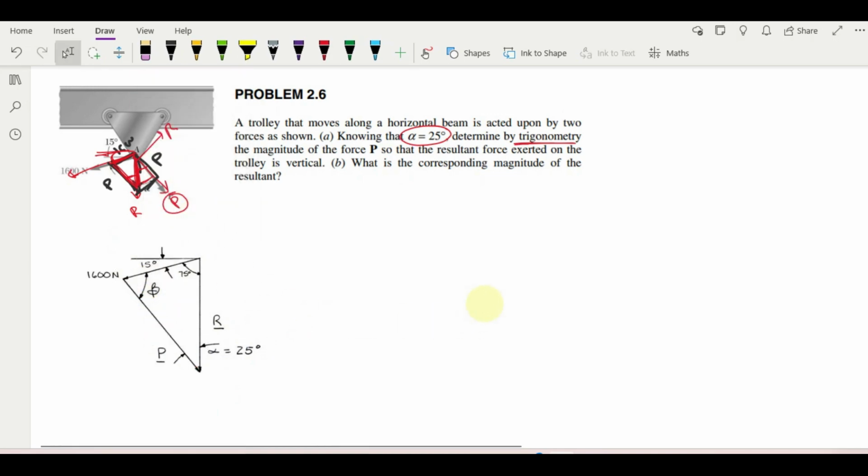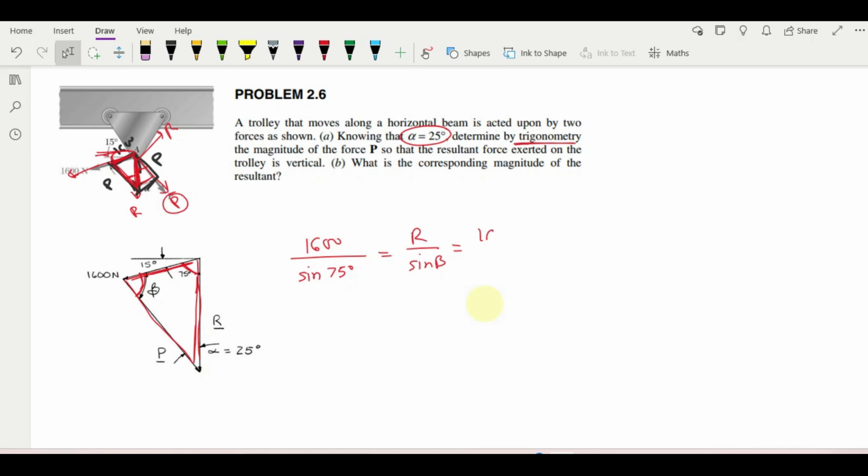Now apply the law of sine here. So now this is 1600 Newton. So 1600 divided by sine of the opposite angle. The opposite angle is 75 degree. So sine 75 degree equals R divided by sine of the opposite angle. What is the opposite angle? Beta.